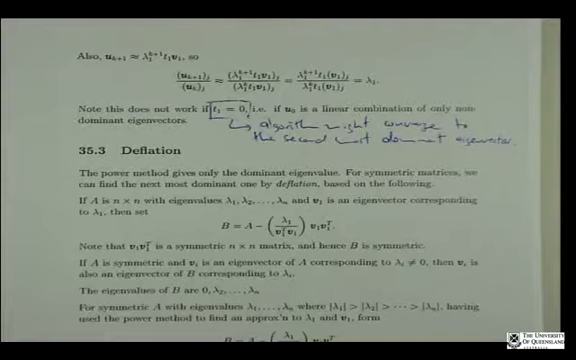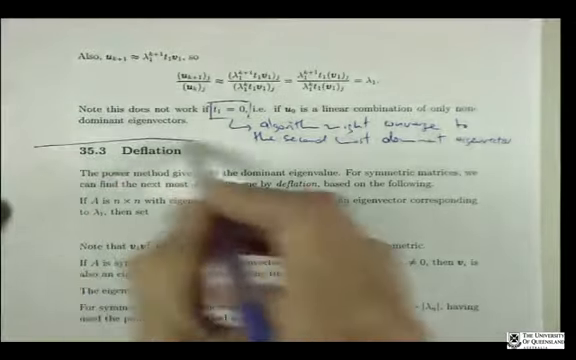And what's more, the rate of convergence depends on the absolute value of lambda 2. I won't write that down, it's just a comment to make. If lambda 2 is the next most dominant eigenvalue, it means these other terms will approach 0 faster than that one. And so the actual convergence of the algorithm depends on the absolute value of the next most dominant eigenvalue.